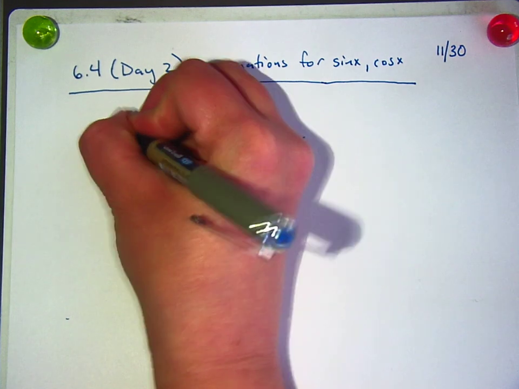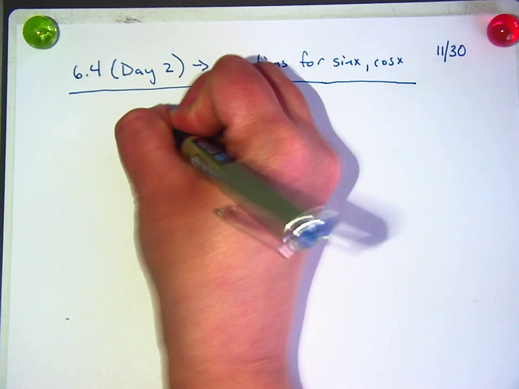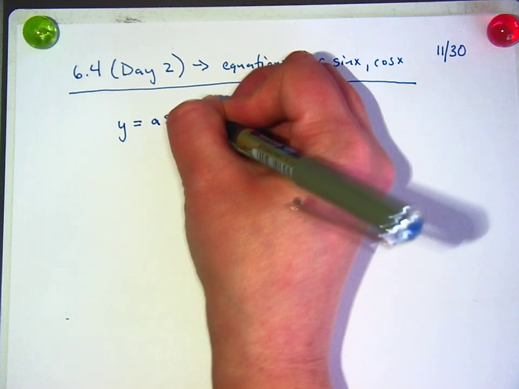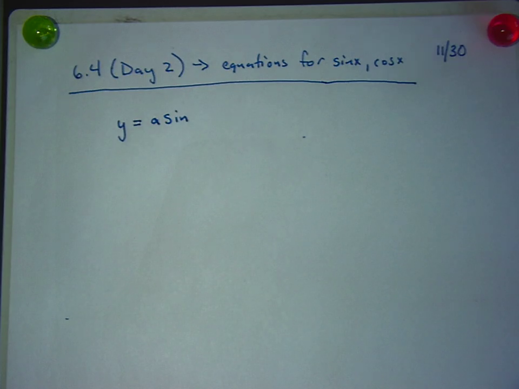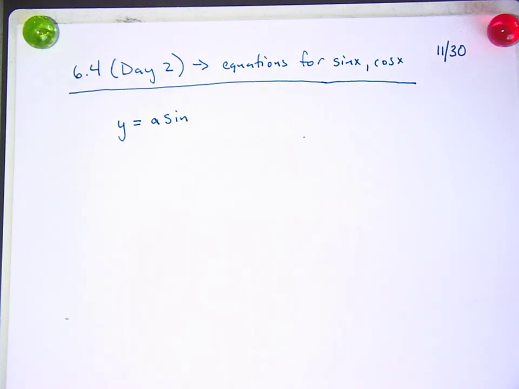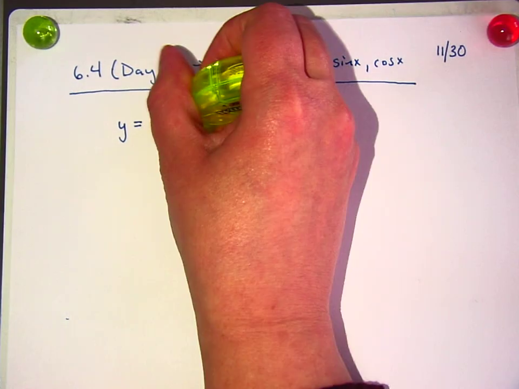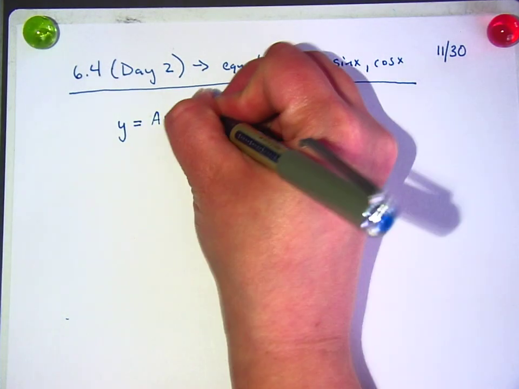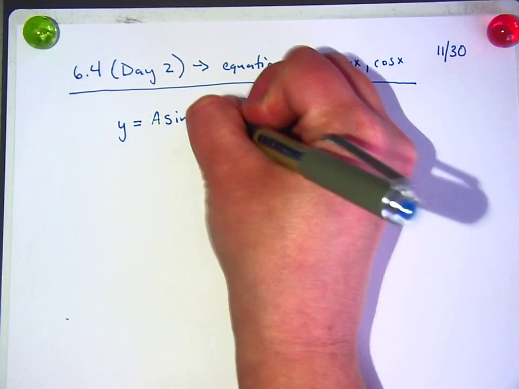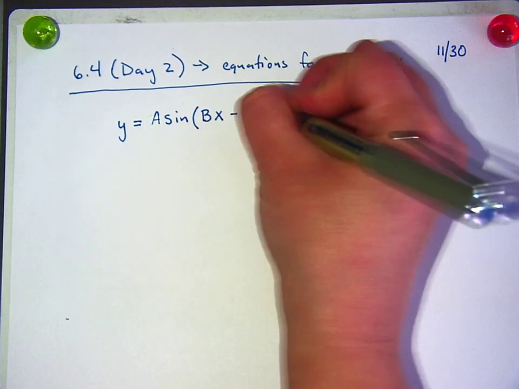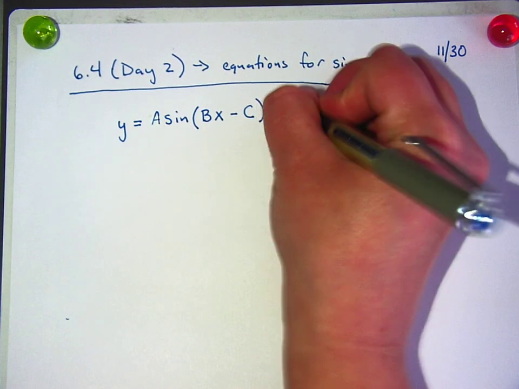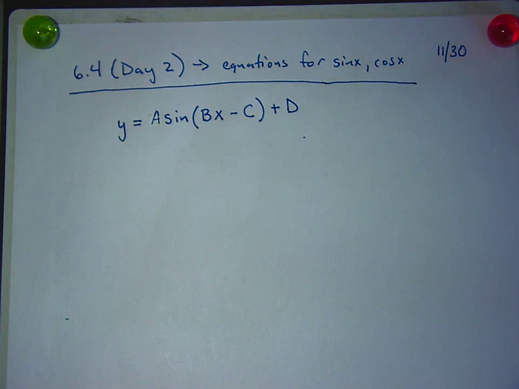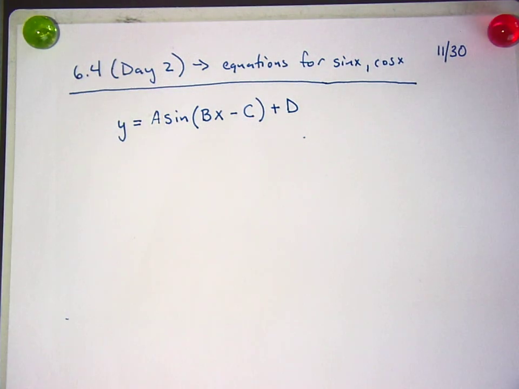My apologies. All right, so y equals A sine, wait, I'm going to rewrite that. I'm going to make it a capital A. All right. A sine, parentheses, bx minus c, parentheses, plus d. Now, I haven't been completely honest with you about what these letters mean, although pretty close. Okay? So let's get it right now.